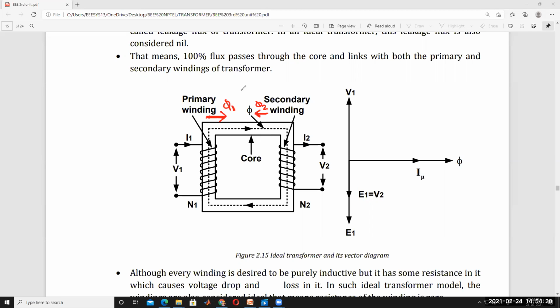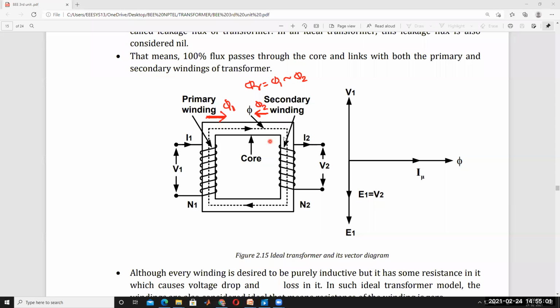The resultant flux is called phi r, which is the difference between these two, phi 1 and phi 2. This resultant flux is always constant. If the load is increasing, the current I2 is increasing, so E2 is increasing, which means flux phi 2 is increasing. This flux phi 2 is opposed by the flux phi 1, so phi 1 is also increasing.